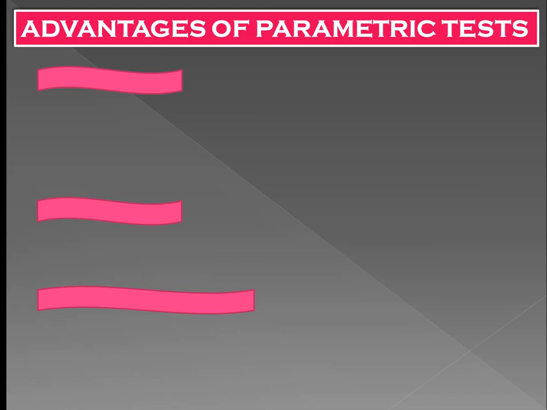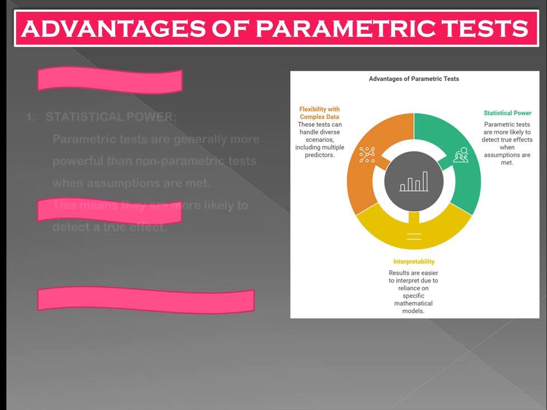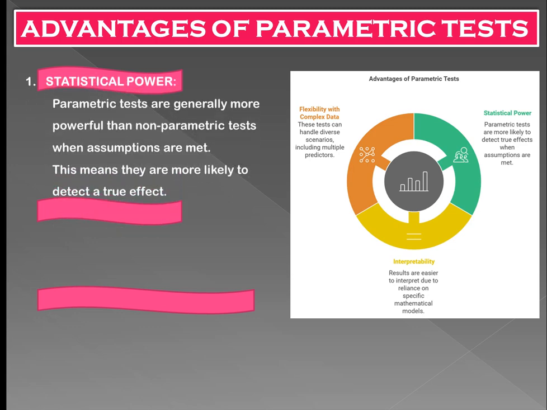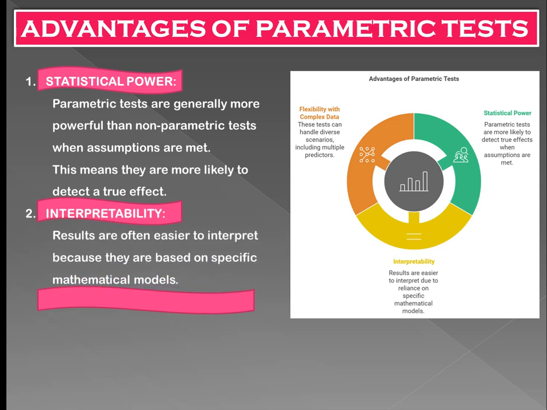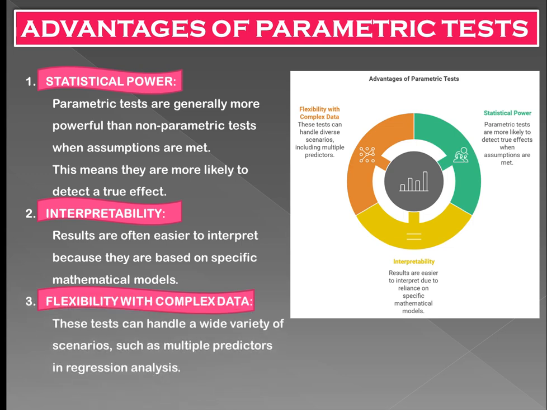Advantages of parametric tests. 1. Statistical power. Parametric tests are generally more powerful than non-parametric tests when assumptions are met. This means they are more likely to detect a true effect. 2. Interpretability. Results are often easier to interpret because they are based on specific mathematical models. 3. Flexibility with complex data. These tests can handle a wide variety of scenarios, such as multiple predictors in regression analysis.